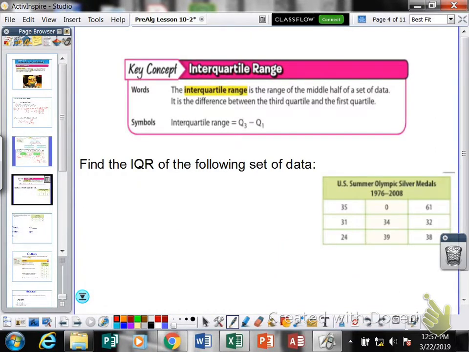Now we're going to look at interquartile range. So the interquartile range is the range of the middle half of a set of data. It is the difference between the third quartile and the first quartile. Okay, so to find the interquartile range, all we do is subtract our Q1 from our Q3.